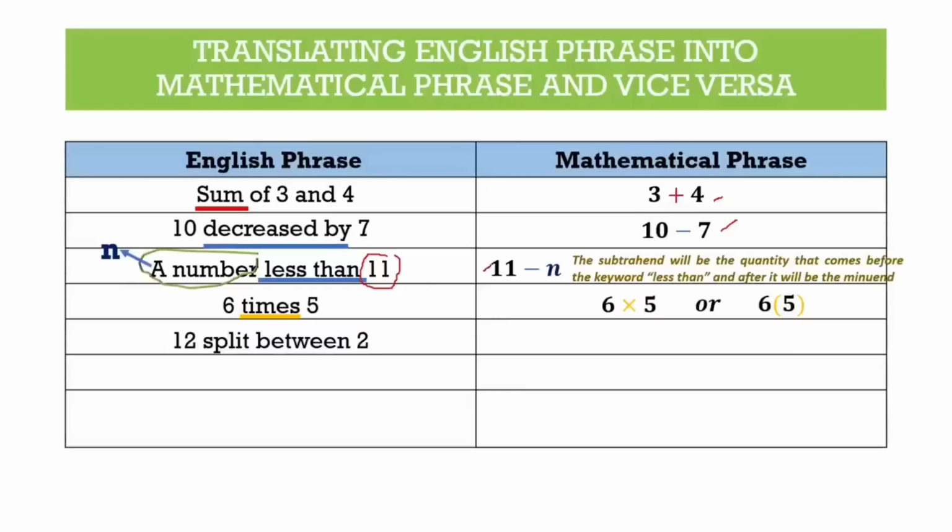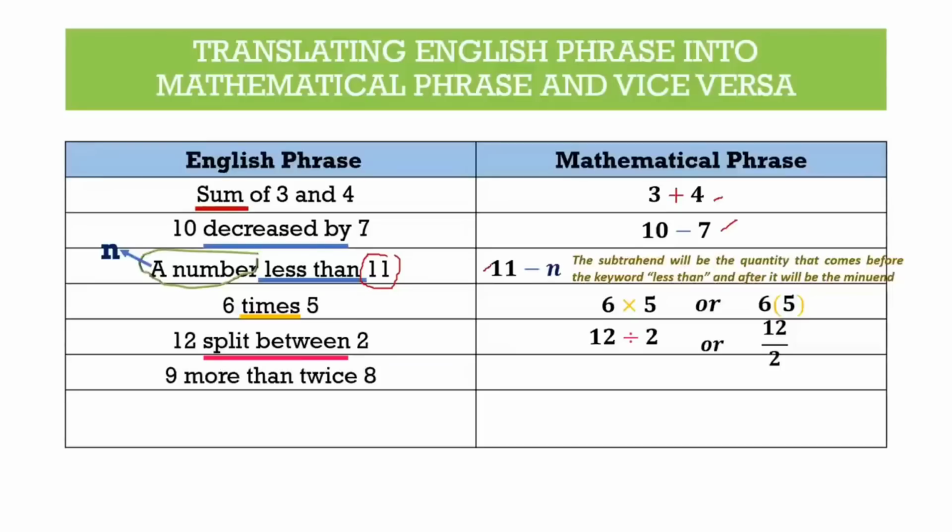Next, 12 split between 2. Split between means division. That means that we write it in mathematical phrase as 12 divided by 2, or another way of writing a quotient is using a fraction. So 12 is our numerator, and our divisor, 2, is in the denominator.